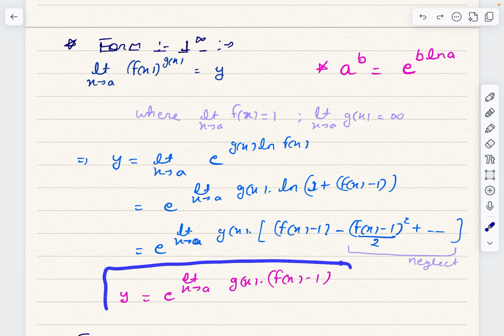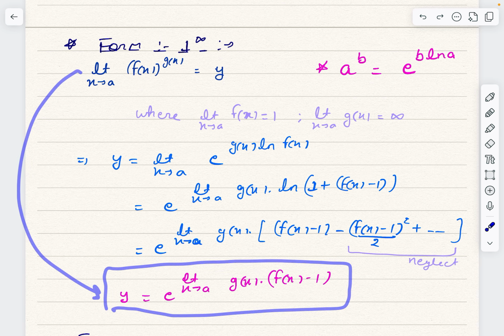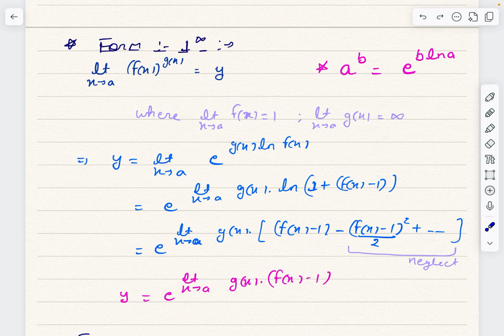So whenever you have one power infinity form, you can directly use this thing. We'll say if we have limit x tend to a f(x) power g(x), we can write this as e power limit x tend to a g(x) into f(x) minus 1. But what we are doing here in the backdrop is we are using this procedure, and here we are taking the expansion of ln(1 plus f(x) minus 1), but we are taking only the first term of that.